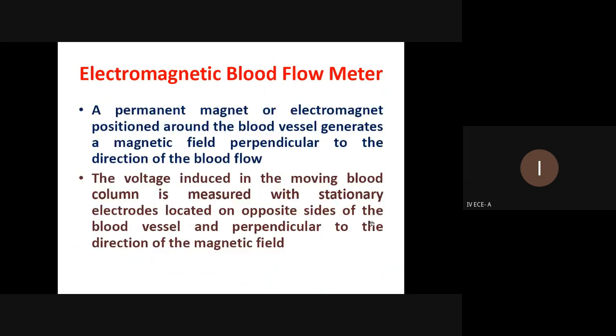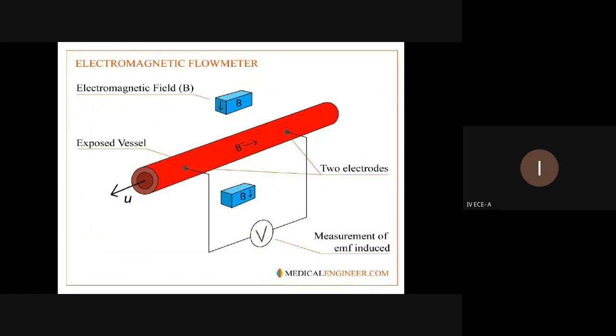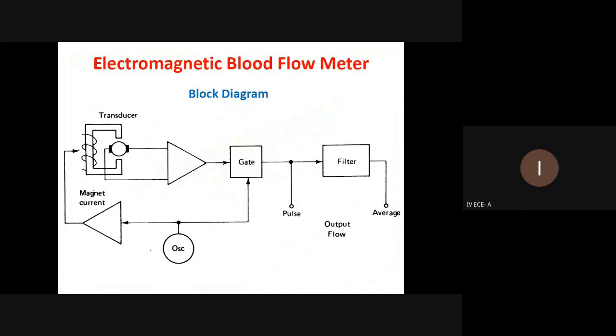So this is the general setup of a blood flow meter. Okay, so this is the block diagram. The working of a magnetic blood flow meter can be explained with the block diagram. It consists of an electromagnet, oscillator, gate, and a low pass filter.